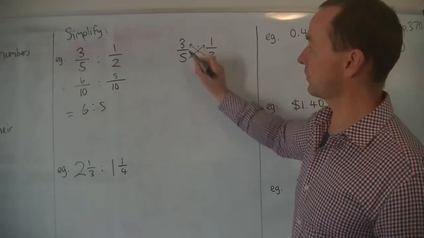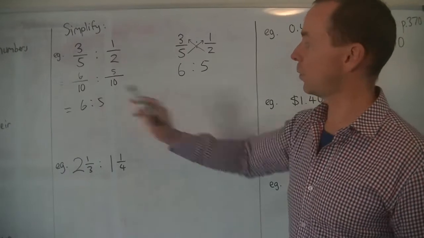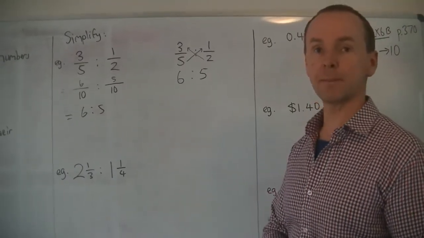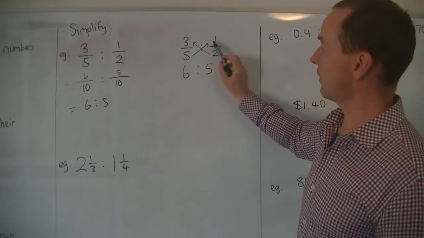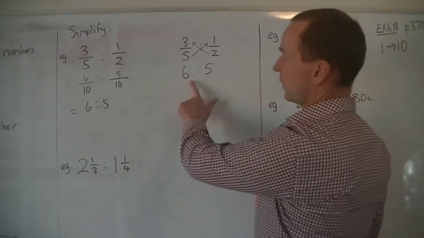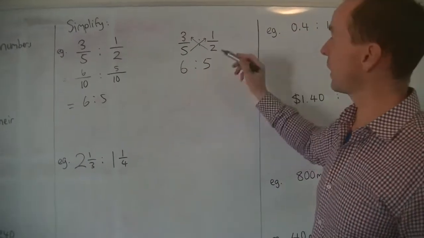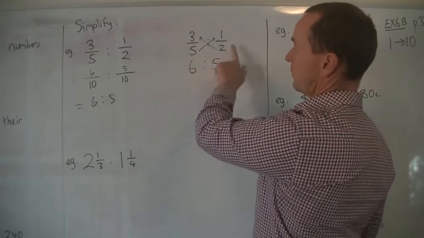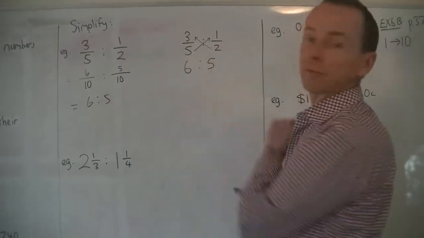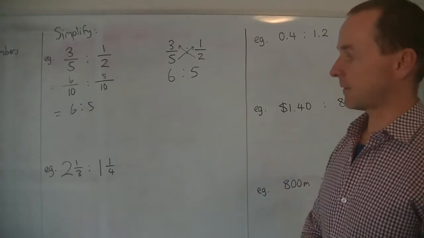So 2 times 3 is 6, 5 times 1 is 5, voila, you've got the answer straight away. So what you do is you multiply the 2 by the 3 and you get 6, 5 by 1, 5. Make sure you've got it in the right order. Sometimes people do this and they end up with 5 to 6, they get it the wrong way around. You've got to have a think, common sense, which one's bigger? 3/5 is bigger than 1/2. Sometimes it can be a bit tricky to work out which one's bigger and smaller. But that's how you do it.